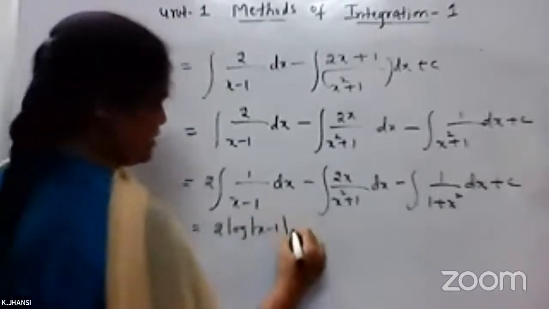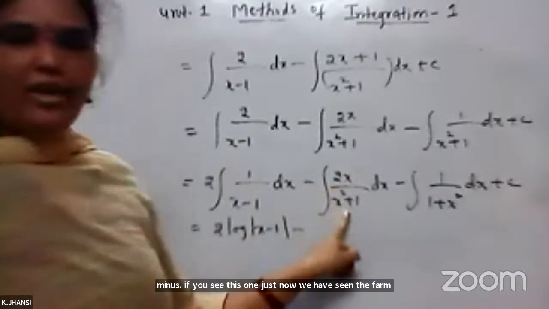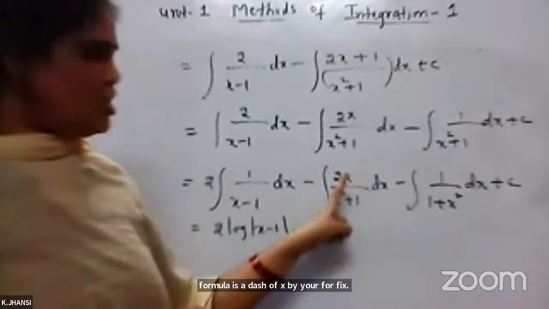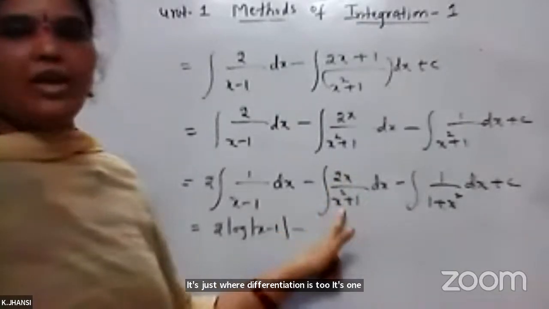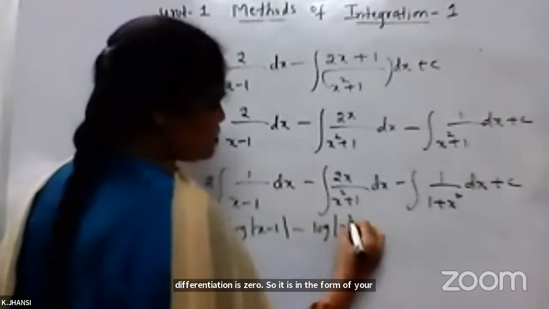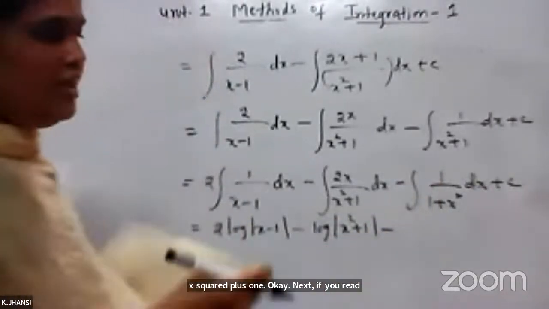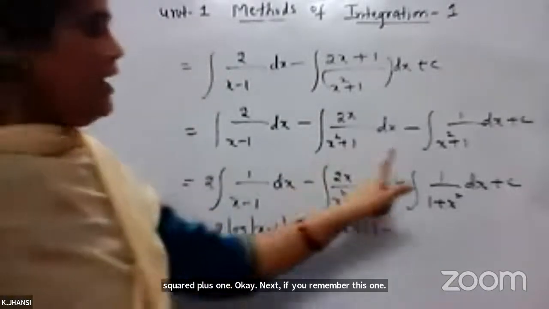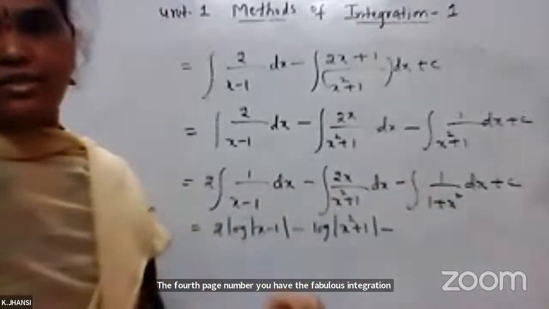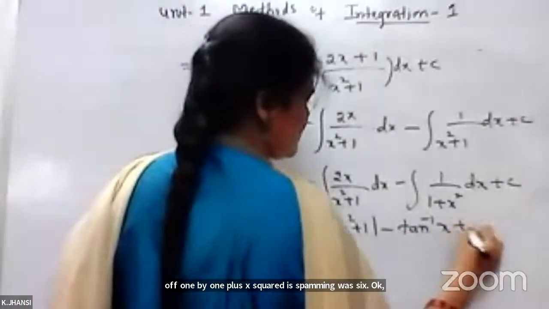Okay. Minus, if you see this one, just now we have seen the formula. F dash of x by f of x. X square differentiation is 2x. 1 differentiation is 0. So it is in the form of f dash of x by f of x. So its formula is minus log of x square plus 1. Okay. Next, if you remember this one, in the 4th page number, you have the formulas. Integration of 1 by 1 plus x square is tan inverse x. Okay. So the formula of this one is tan inverse x plus c.